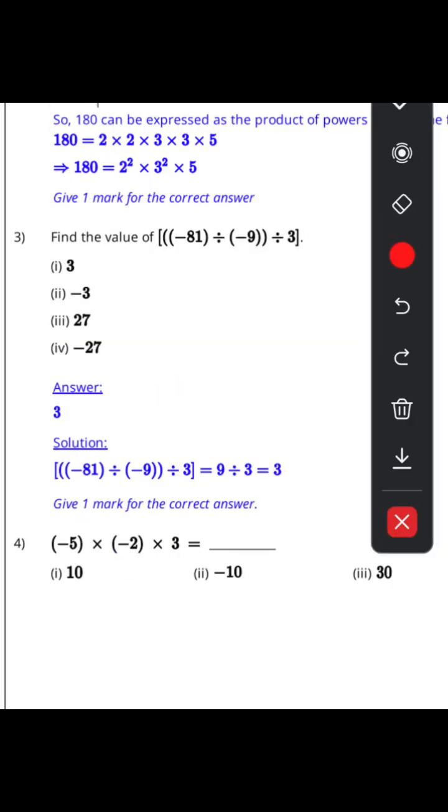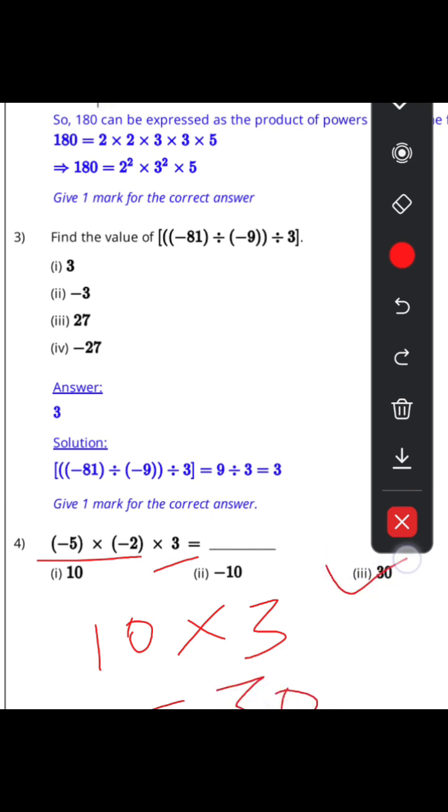Next question, minus 5 multiplied by minus 2 multiplied by 3. Minus 5 and minus 2, both are negative integers. When minus 5 is multiplied by minus 2, we get a positive integer, that is 10. And again we multiply by 3, we get the answer 30. So option 3 is the right answer.